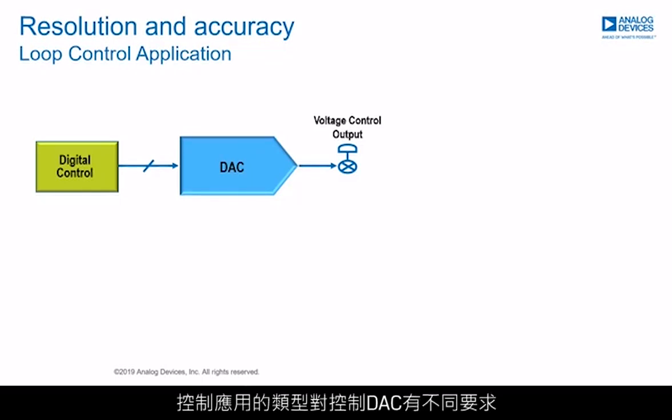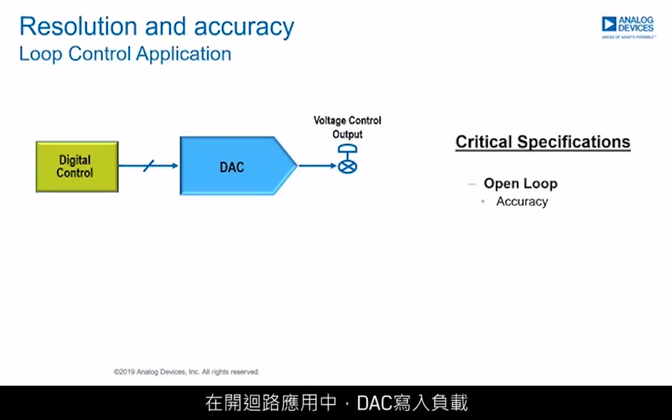The type of control application places different requirements on the controlling DAC. In an open-loop application, the DAC drives the load, a valve or an actuator. Due to the lack of feedback, absolute accuracy is critical in keeping the DAC output as close a fit as possible to the ideal DAC transfer function. So selecting a truly accurate DAC is more important in an open-loop system.